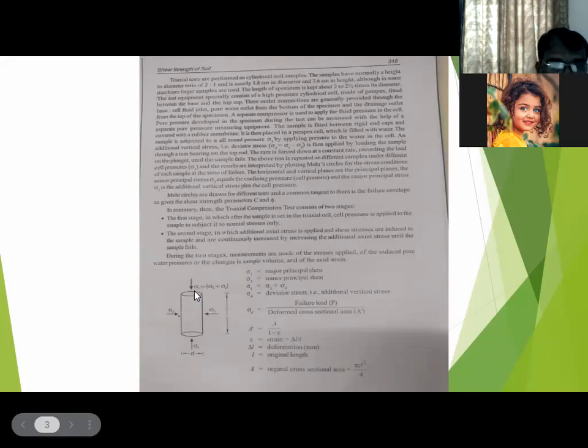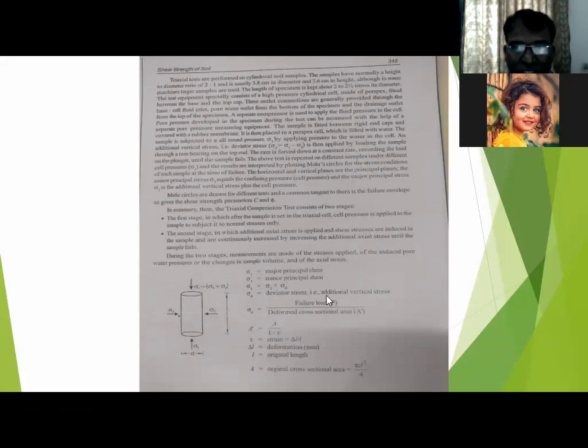Even here something extra you are applying, so that sigma 1 is equal to sigma 3 plus sigma d. So sigma 1 is equal to major principal stress and sigma 3 is equal to minor principal stress. This you remember. And sigma 1 is given by sigma 3 plus sigma d, where sigma d is deviator stress, that is the additional vertical stress, whatever you are applying here.